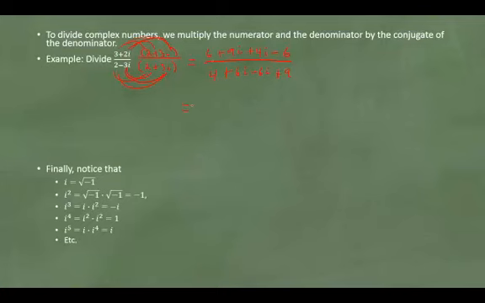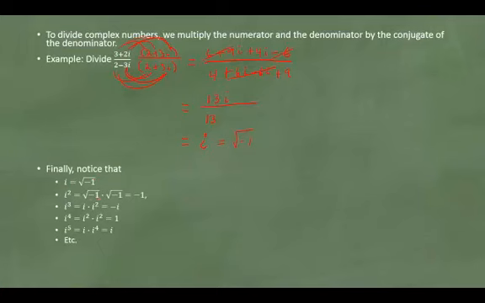And then we combine like terms. 6 minus 6 is 0. 9i plus 4i is 13i. 4 and 9 is 13. 6i minus 6i is 0. So we're left with 13i over 13, or just i, the imaginary number i, which again is the square root of negative 1.